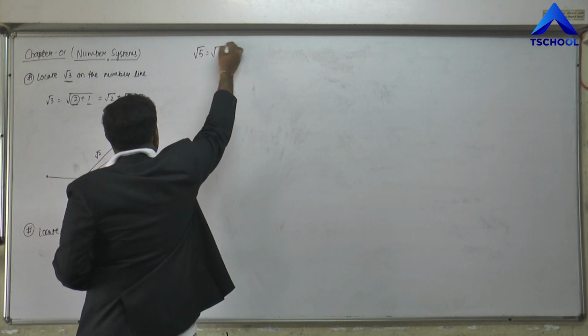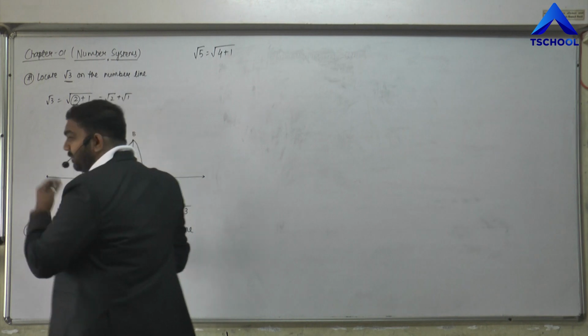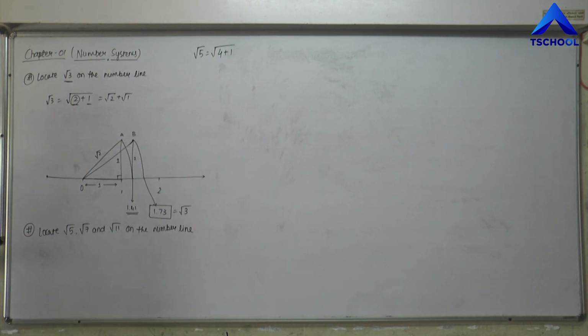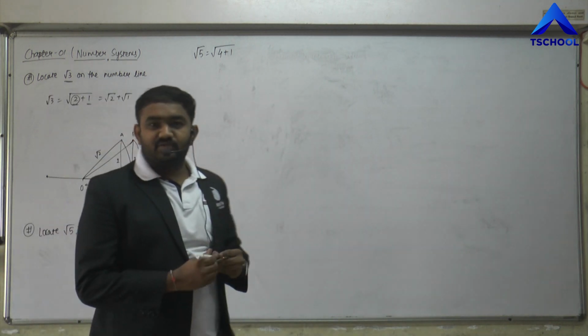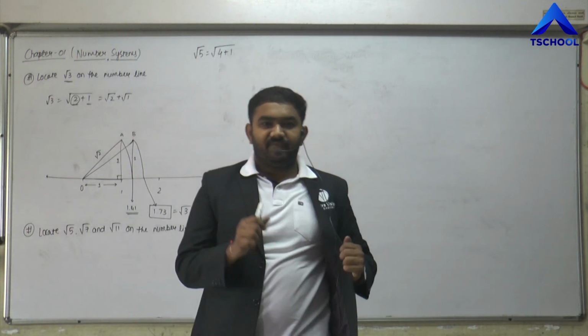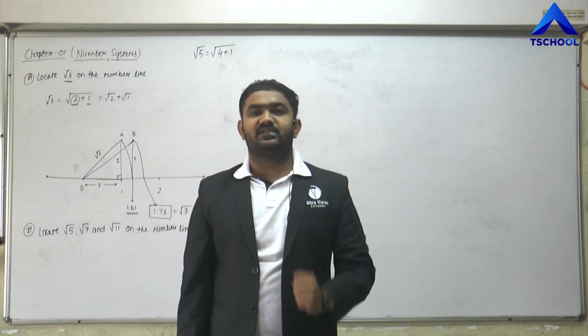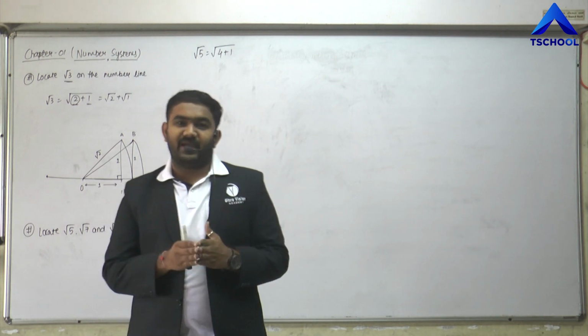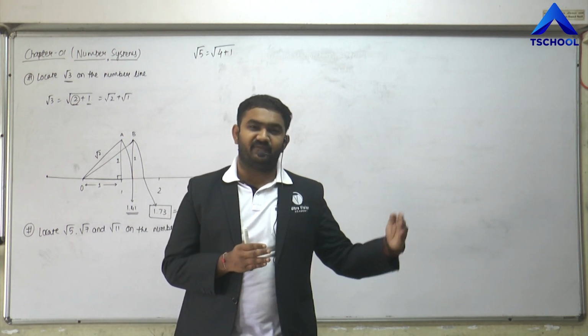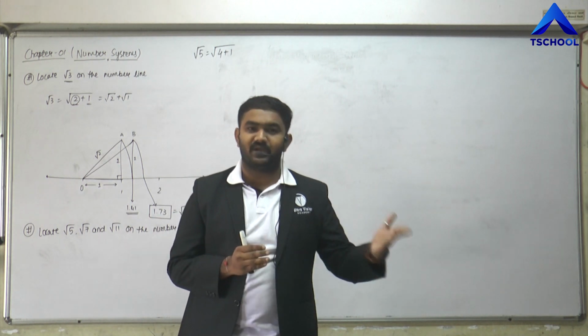Root 5 can be written as square root of 4 plus 1. Now the hint you must catch from this is, once you get the number, first check for the nearest perfect square less than that number. Understand, the nearest perfect square but less than that number. If I have given you 5, then what is the nearest perfect square less than 5? It is 4, right? That means the value of root 5 will be greater than 2 but less than 3.